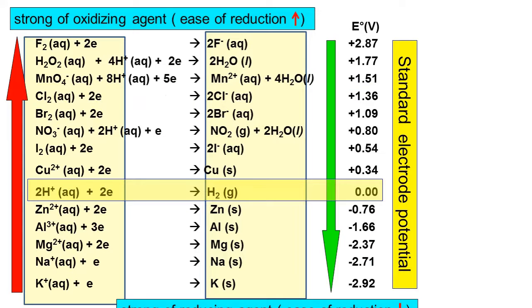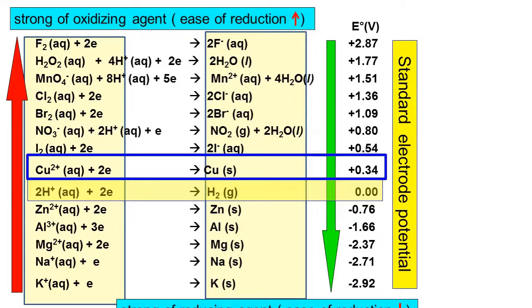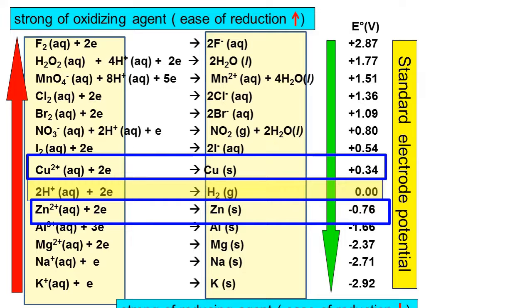Whether each electrode undergoes oxidation or reduction depends on the value of the standard half cell potential for each electrode. The half cell that is more positive undergoes reduction, and the half cell that is more negative undergoes oxidation. For copper 2 plus copper, the half cell potential is 0.34, which is more positive than that of zinc 2 plus zinc.